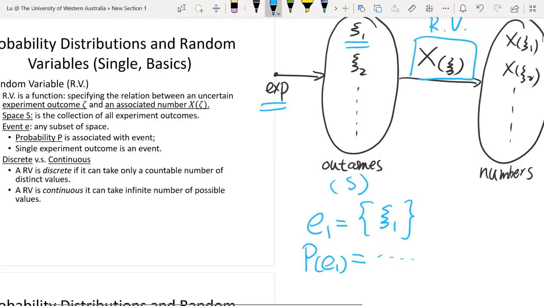Now we have already understood the concepts associated with random variable. Let's use a couple of examples to go through them.